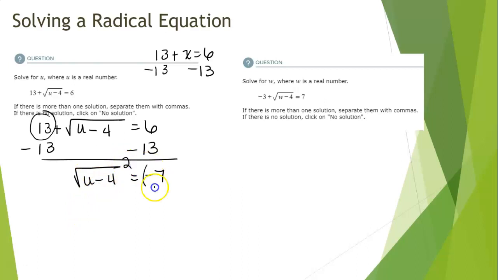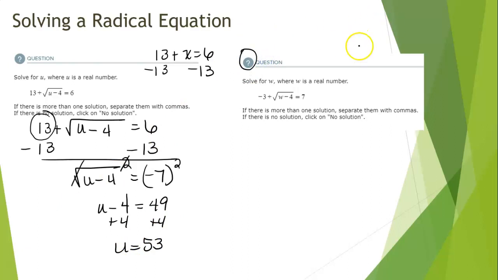And then we're going to square both sides. Anybody remember why I always put parentheses around my negative? It's because it helps me to remember that a negative times a negative should become a positive here. That should not be a negative 49. The square and the square root cancel each other out. We do not square the u and the 4. We add 4 to each side. So u equals 53.